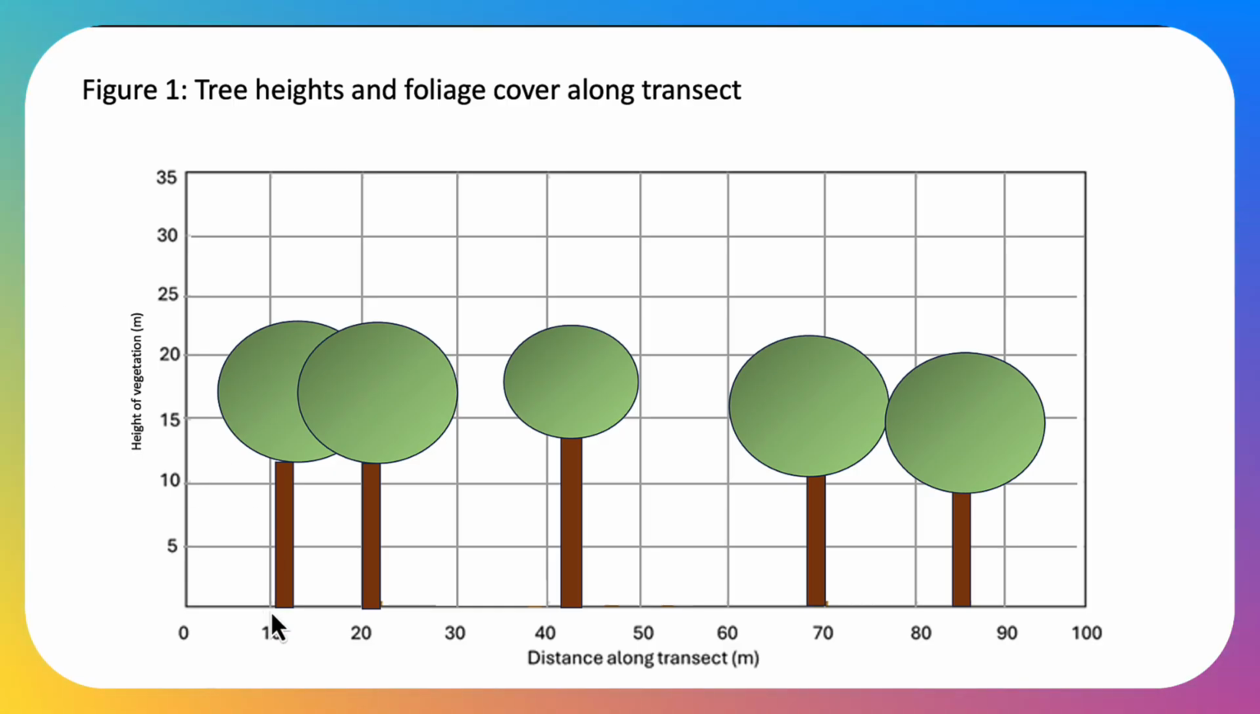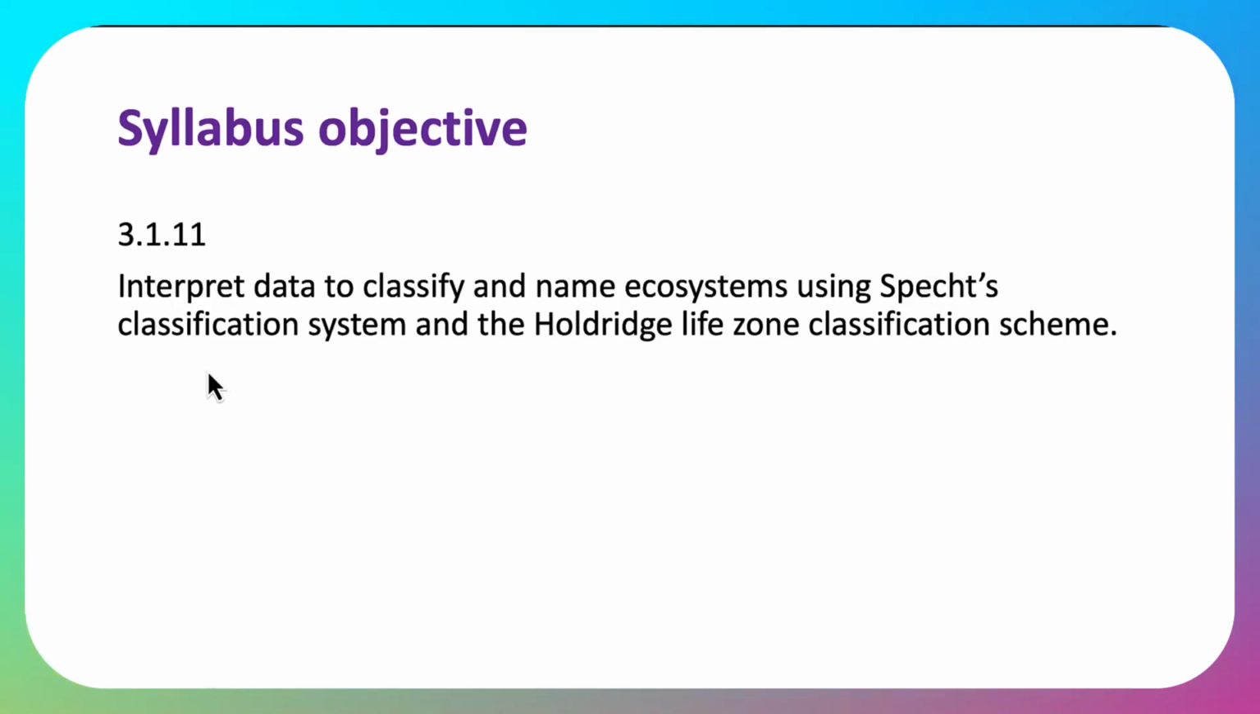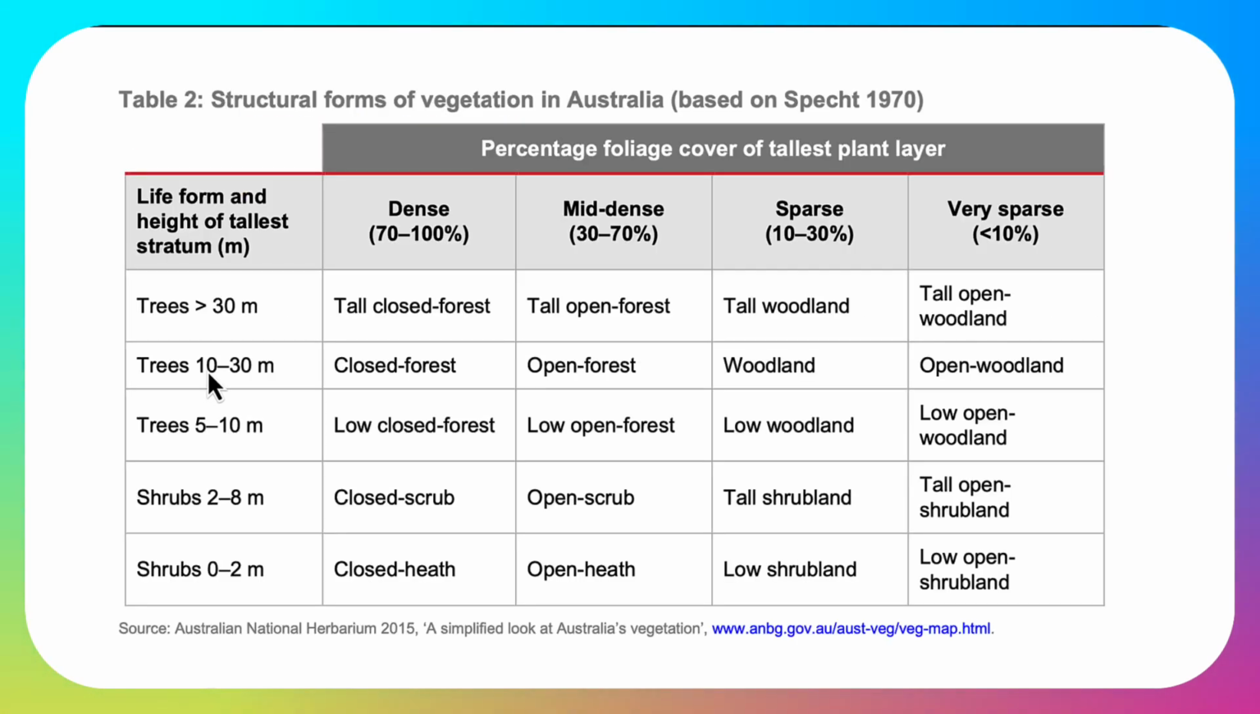So let's have a look at the height first of all. We can see that they're all around about 20 to 23 meters. So let's see where that fits then. Trees 10 to 30 meters. Okay, so we're definitely in that range. We're definitely in that 10 to 30 meter range. Not lower, not higher. So we know we're looking in this area here. So that's as simple as that to work out the height of the tallest stratum.